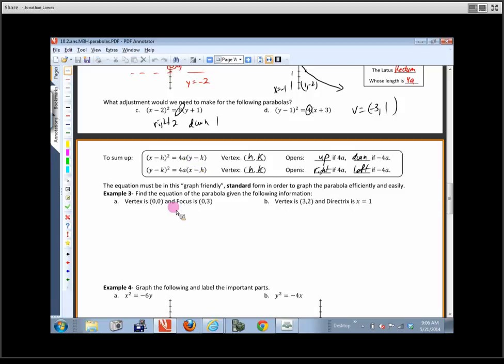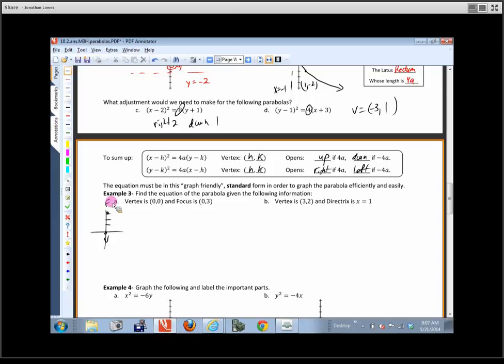You also have some equations that say, come up with the equation of a parabola where the vertex is at the origin and the focus is at 0, 3. So let's stop and think about this for just a second. If I've got a vertex right there, and the focus is at 0, 3, so vertex here, focus right there, which way does this parabola have to open? It's got to open up.